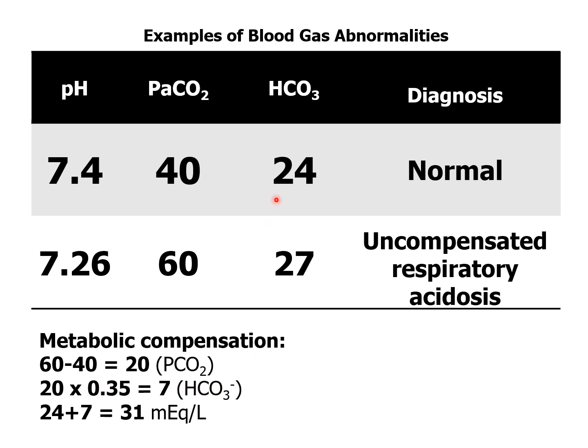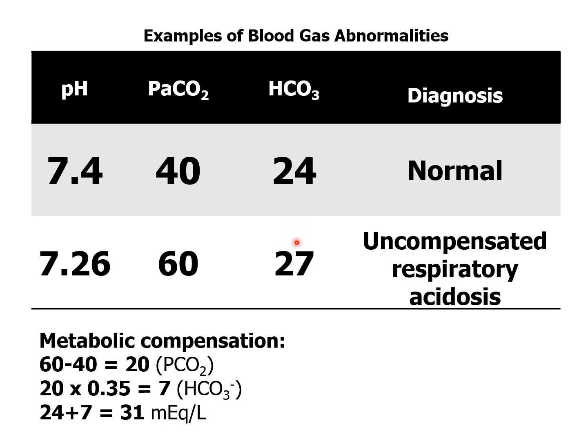So dapat ito siya 24 plus 7. So this should be 31 instead of 27. So 24 plus 7 is equal to 31 milliequivalent per liter. This should be the appropriate compensatory response of the kidney for bicarbonate in order to compensate for respiratory acidosis. That is not the case.